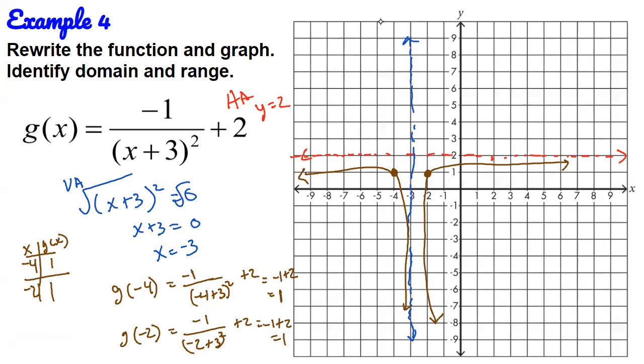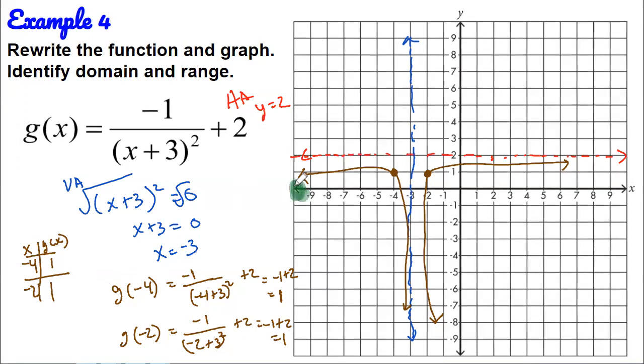All right, so my domain and range. Let me do the domain in green. I'm going to look at all my x values from the negative to the positive. Where does it stop? At -3. So I'm going to write the domain. It goes from -infinity to -3, union, and then from -3 all the way to positive infinity.